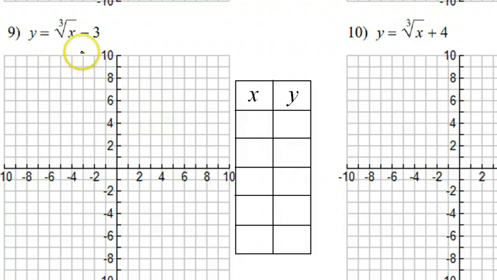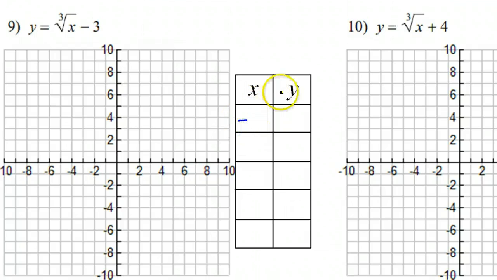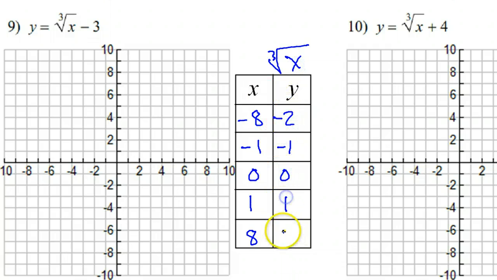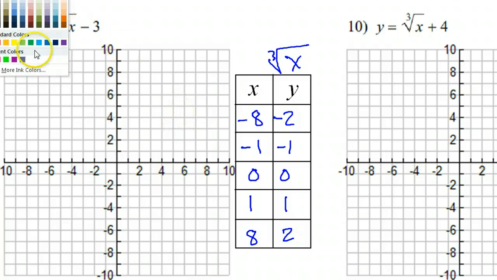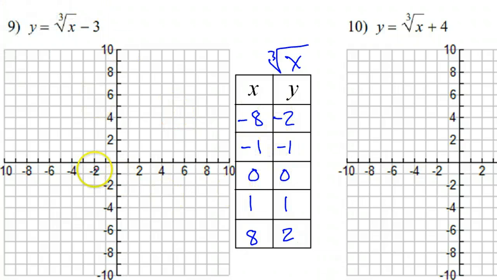Number 9, again, no a value other than 1, so 2 columns should suffice. We will use the usual values, -8, -1, 0, 1, and 8. When I do the cube root, I get -2, -1, 0, 1, and 2. Let us graph those points, but do not connect them because we have not done the translation yet.